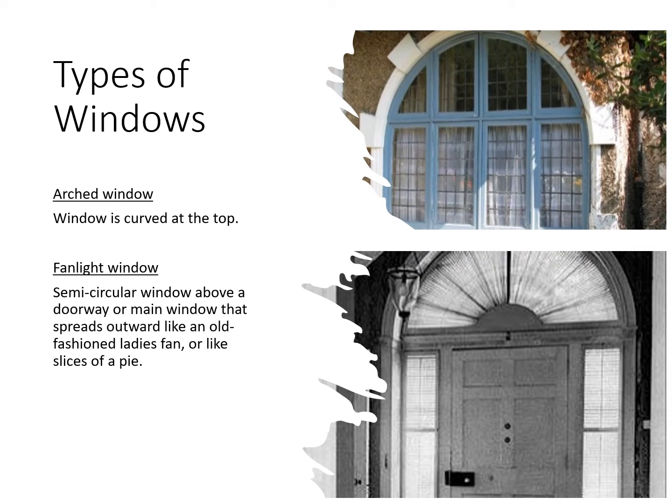Next is arched windows. These windows are curved at the top at the time of construction. Second one is fanlight windows. These windows are semicircular above a doorway or main window and spread outward like an old-fashioned lady's fan or like a slice of a pie.